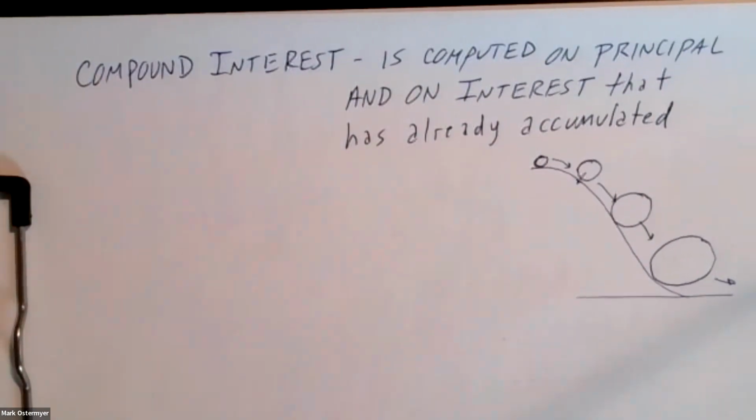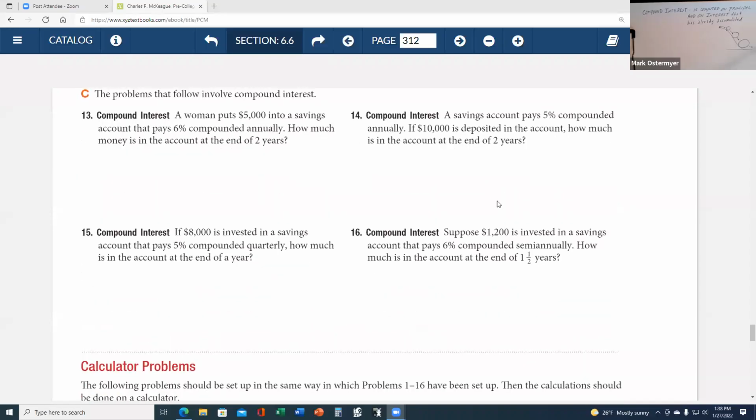Let's see if we can show you an example of computing compound interest. Okay. All right, ladies and gentlemen, we're going to try number 14 here. It says a savings account pays 5% interest that is compounded annually. If $10,000 is deposited in the account, how much is in the account at the end of 2 years?